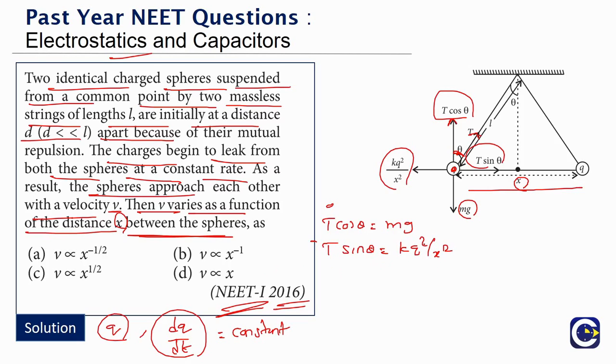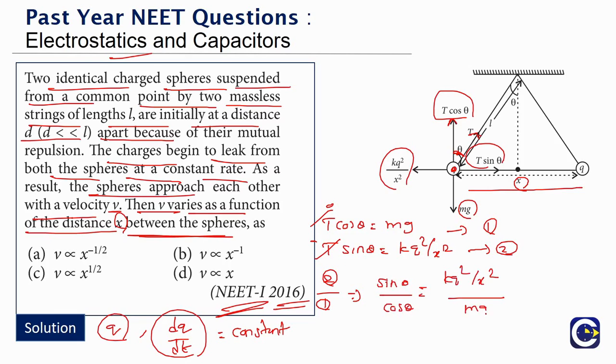So what we will do is, from these two expressions, let us call them 1 and 2, we will just do equation 2 by equation 1. Then on the LHS, T will be cancelled. We will have sin theta by cos theta, that is equal to what? KQ square by x square divided by mg, which is KQ square by mg into x square.